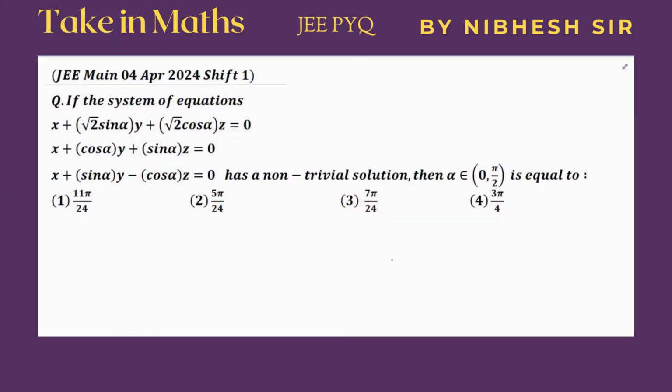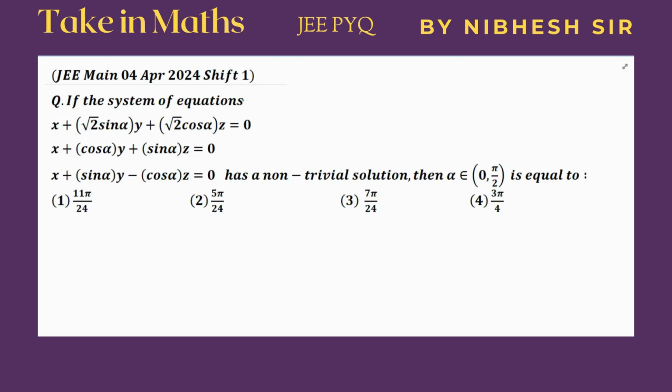In this video, I am going to solve this question from JEE Main 4 April 2024 Shift 1. The question is: if the system of equations x plus root 2 sin alpha y plus root 2 cos alpha z equal to 0, x plus cos alpha y plus sin alpha z equal to 0, x plus sin alpha y minus cos alpha z equal to 0 has a non-trivial solution, then we have to find the value of alpha that belongs to between 0 and pi by 2.